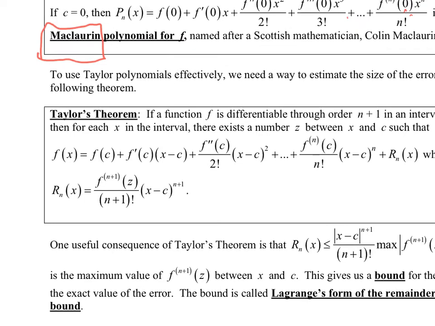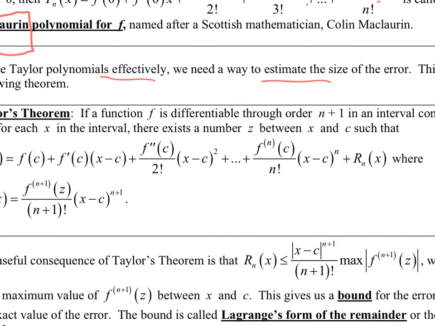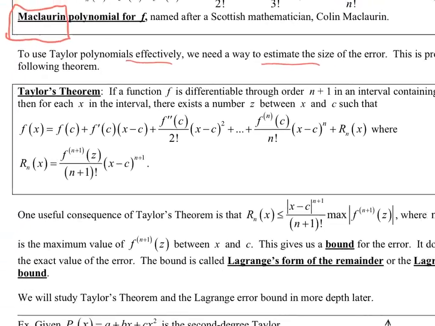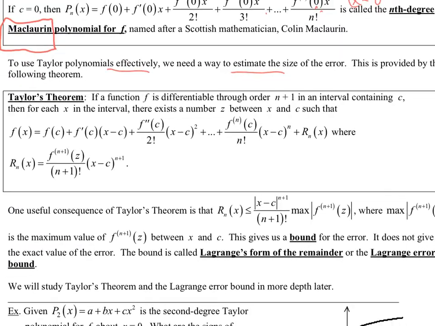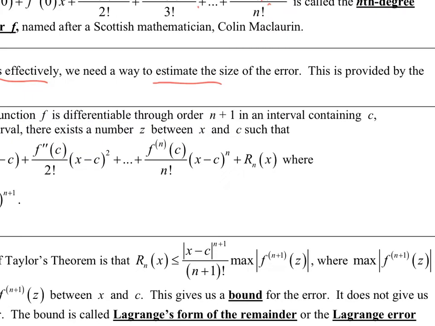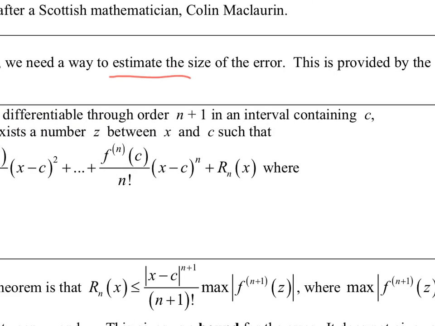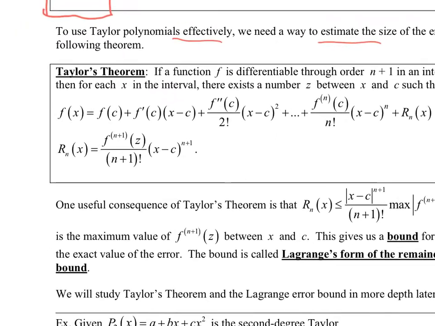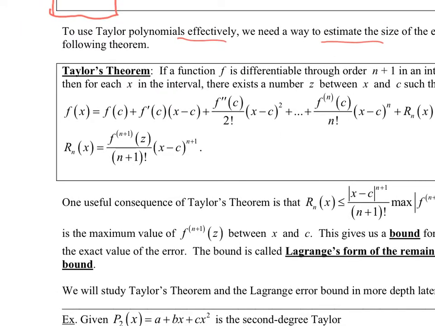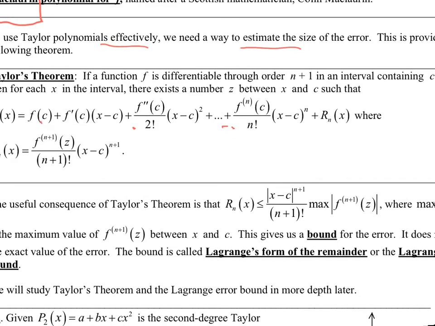To use Taylor polynomials effectively, we need a way to estimate the size of the error. We already hinted at this, but we're not going to use it today. He just talks about the Lagrange in this particular set. This is provided by the following theorem. This isn't new, I did have this in my other slide. You've got your Taylor polynomial climbing, climbing, climbing, and the nth term is where we stop.